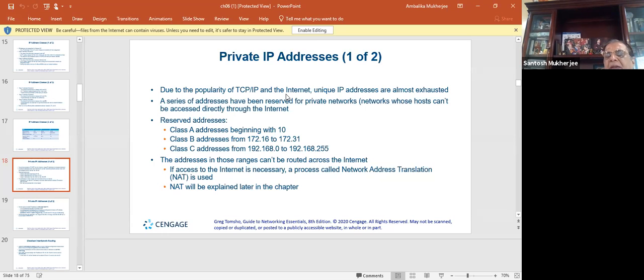Due to the popularity of TCP/IP on the internet, the IP addresses are almost exhausted. A series of addresses have been reserved for private networks whose hosts cannot be accessed directly through the internet. So there are certain private networks where these IP addresses are reserved to fulfill the needs. Reserved addresses: class A addresses beginning with 10, class B addresses beginning with 172, and class C addresses beginning with 192. That is all private networks, sometimes called PVN, private networks.